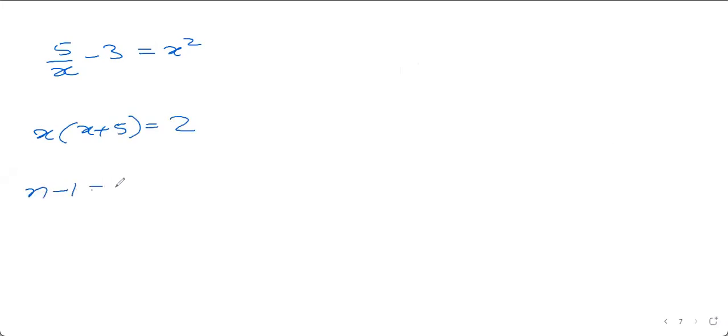Now what is happening here? This is question number 1, part 1 of problem set 2. So 4 equations are given and we have to find out which is a quadratic equation. The first one is 5 by x minus 3 equals x square. Second one is x into x plus 5 equals 2. Third one is n minus 1 equals 2n. And the fourth one is 1 by x square multiplied by x plus 2 equals x.